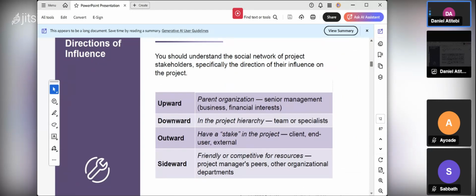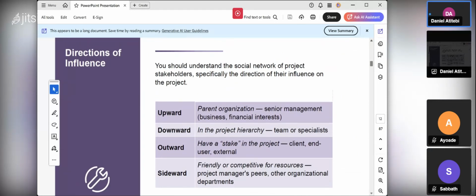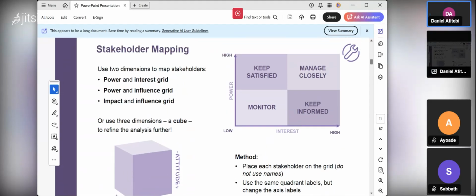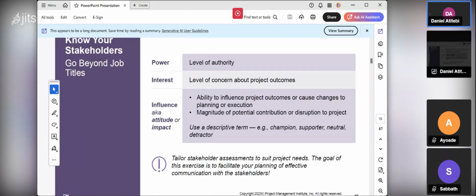Then you also need to know the direction of influence in your organization. When I talk about influence, what do we call influence here? When it comes to a project, influence: who are the people in your organization, the key stakeholders, who have the ability to influence project outcome or cause changes to the planning or execution of a project. You can see who have the magnitude of potential contribution, or who can disrupt your project.